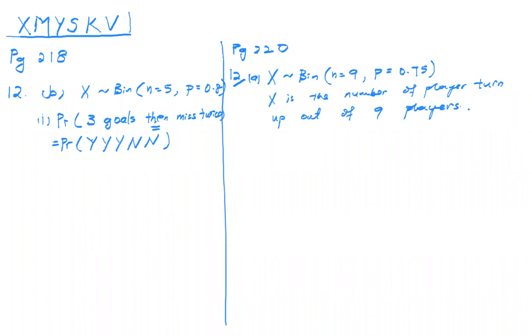Okay, so then you get 0.8 to the power of 3 times 0.2 to the power of 2.